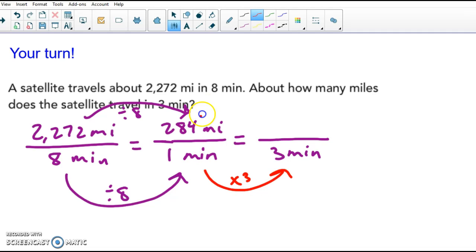So to turn 1 minute into 3, I need to multiply by 3. Whatever I do on the bottom, I have to do on the top. And 284 times 3 is 852 miles. So our new rate is 852 miles per 3 minutes.